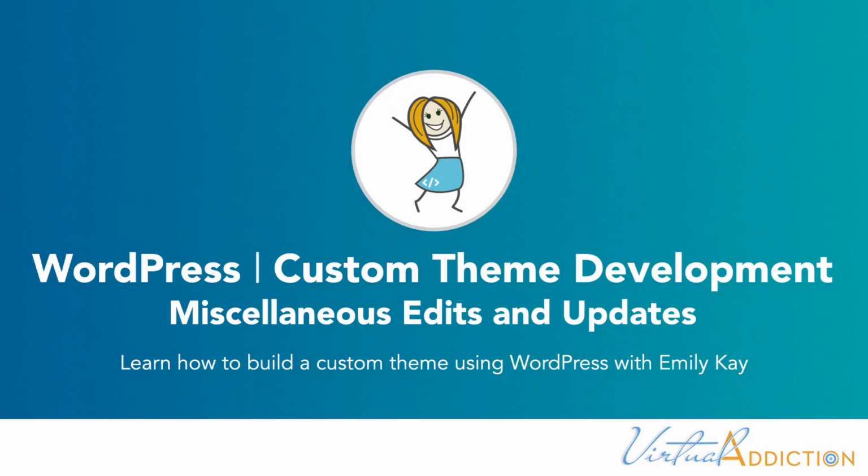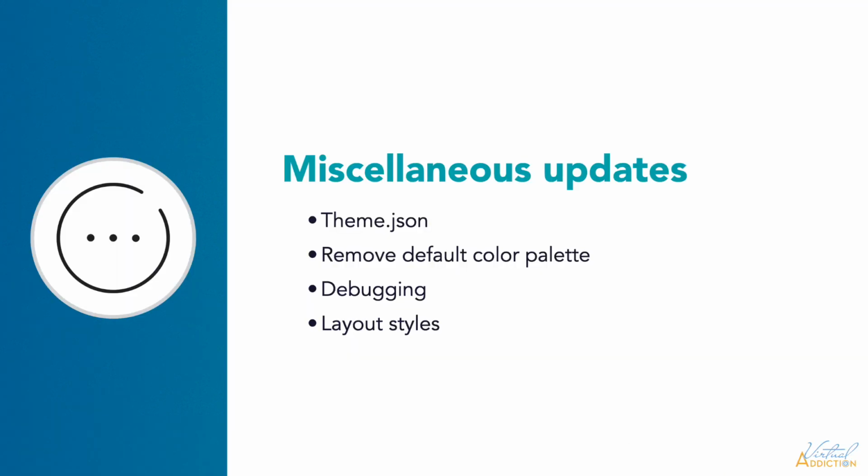Before we continue building our custom theme, we have a few miscellaneous edits and updates that we should take care of to ensure that our website will function and make it easier for us to continue working with our custom themes. What we're going to be looking at is the theme.json file, and add a few important items. I'm going to show you how you can turn on debugging, and because we are using a mixture of the WordPress editor plus modifying some of the code files, it's probably a good idea to make sure we don't have any errors, and we're going to adjust our layout styles. So let's go ahead and get started.